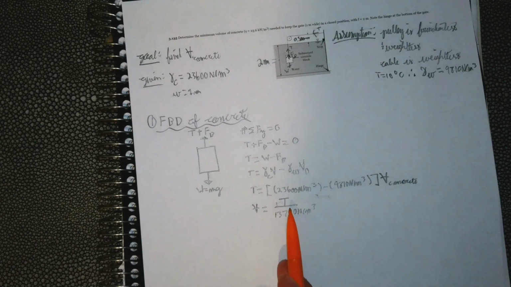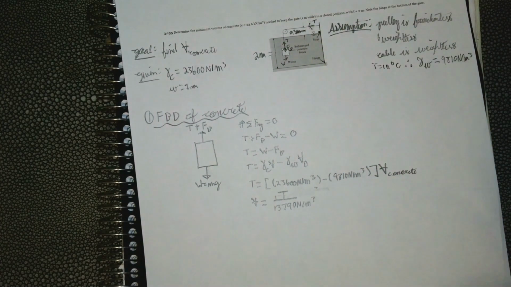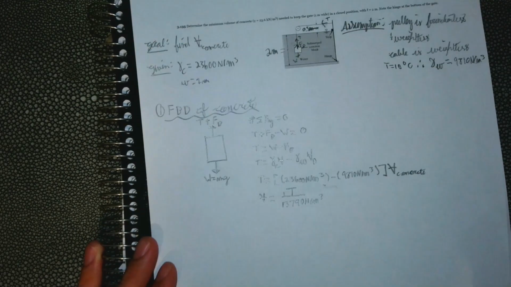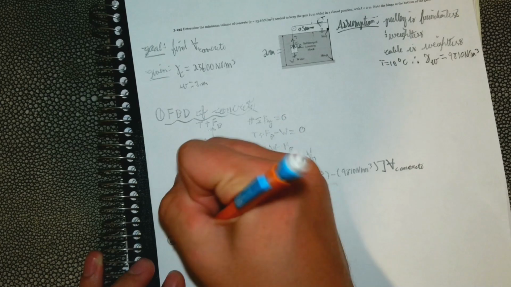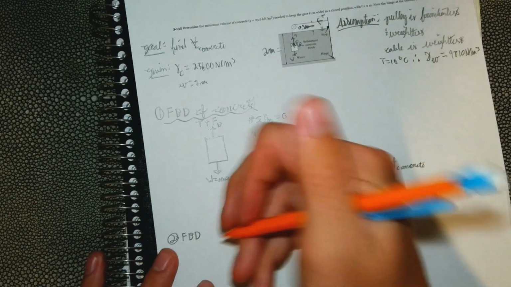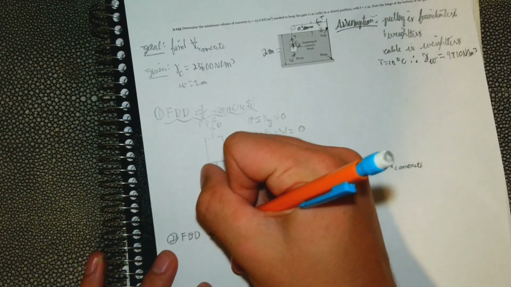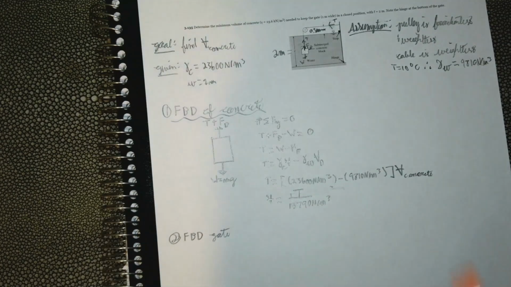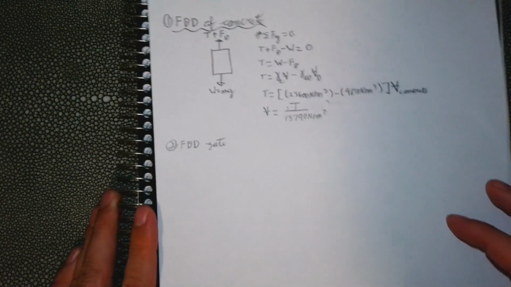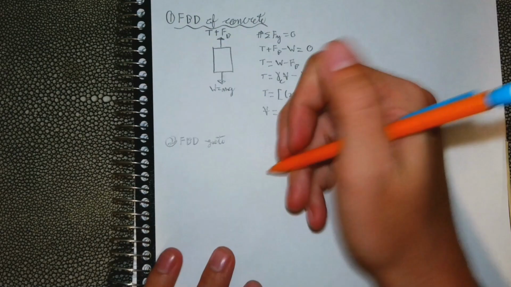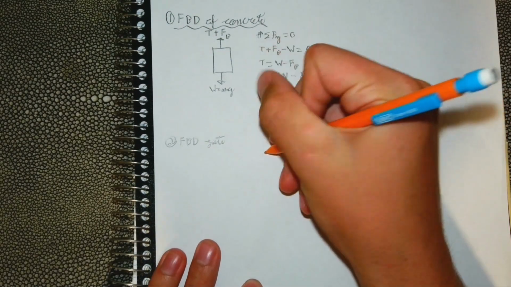So now all we gotta do is figure out how to find tension. Our next step is to draw a free body diagram of the gate to try and figure out this tension. Our gate, it's nice that it's not slanted or anything, so we don't have to do any extra steps. It is completely upright at 90 degrees.